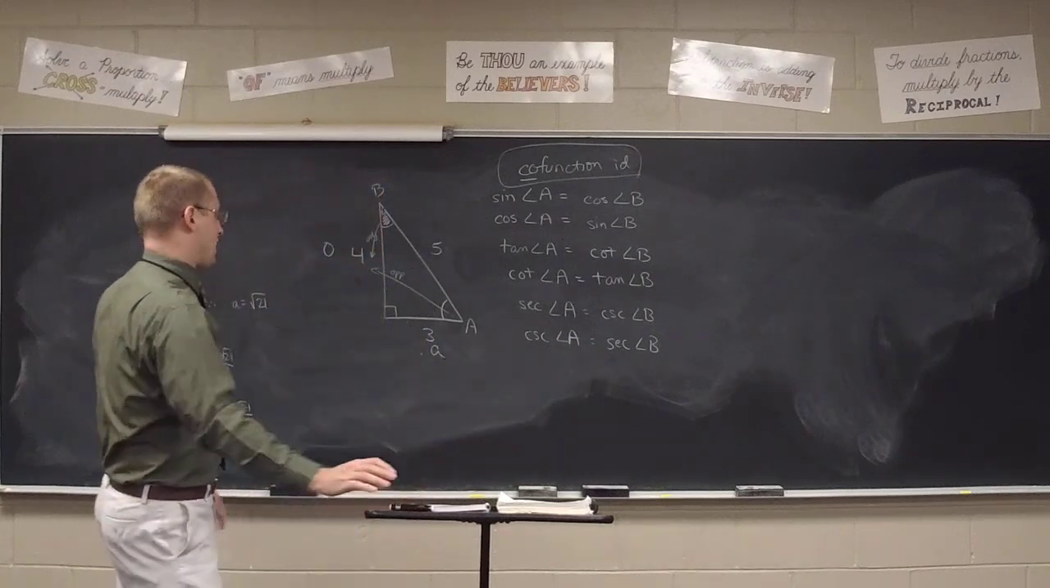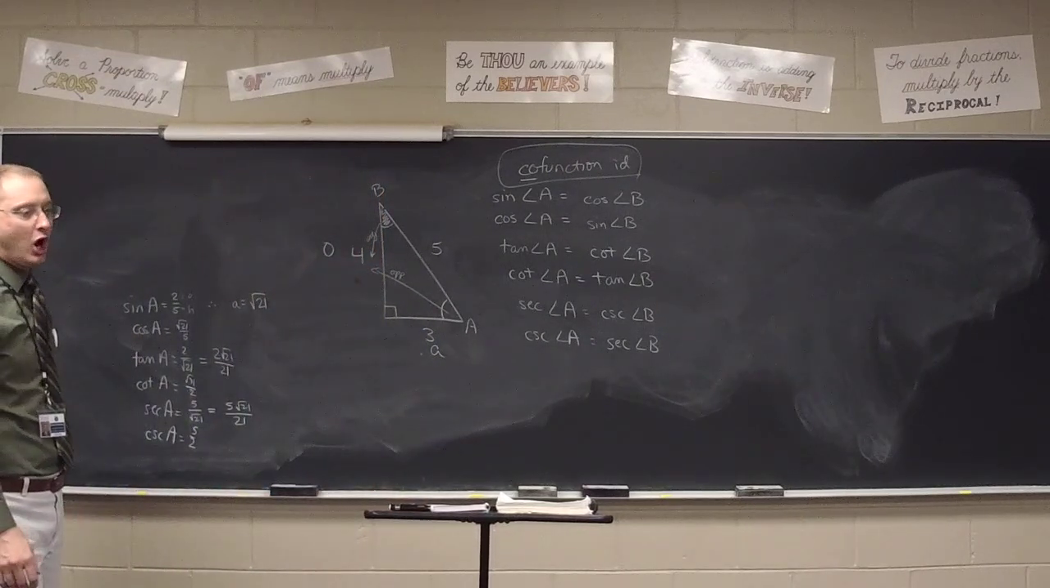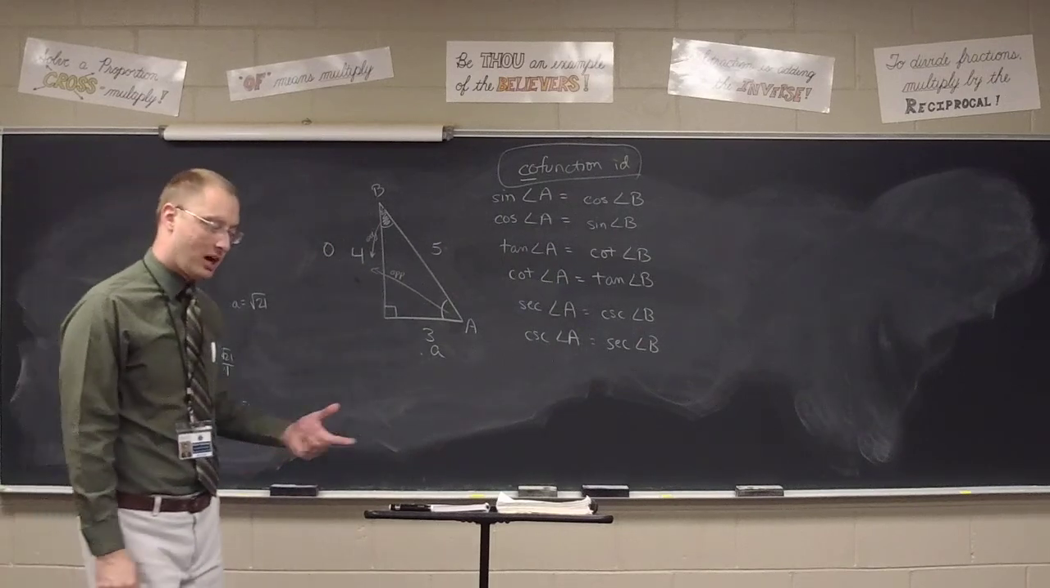So sine, cosine, tangent, cotangent, secant, cosecant. There seems to be a co a lot of times. Right, the co means complementary.